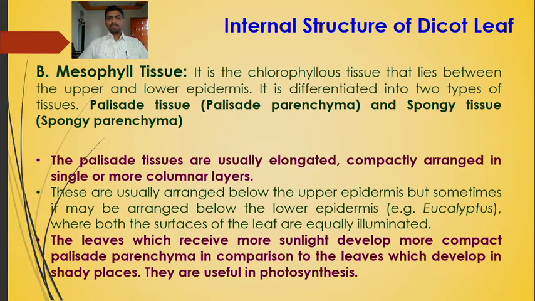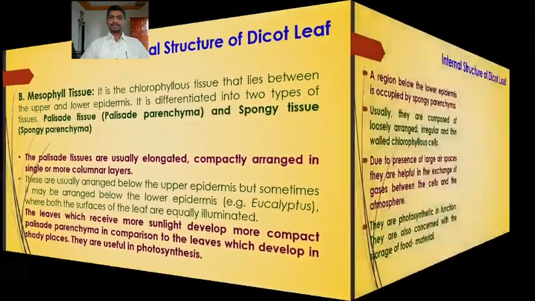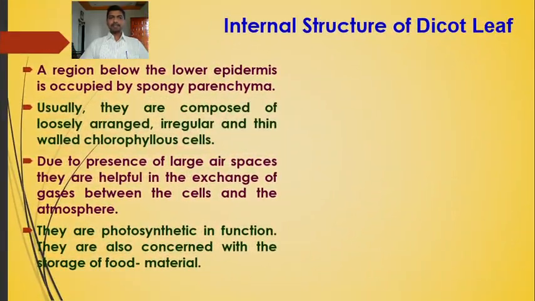Those plants which are exposed to sunlight develop more compact palisade parenchyma in comparison to those plants grown in shady places. So to receive more sunlight, more palisade tissue is developed in the leaves, and they are useful in photosynthesis. A region below the lower epidermis is occupied by the spongy parenchyma. This spongy parenchyma is present below the lower epidermis.